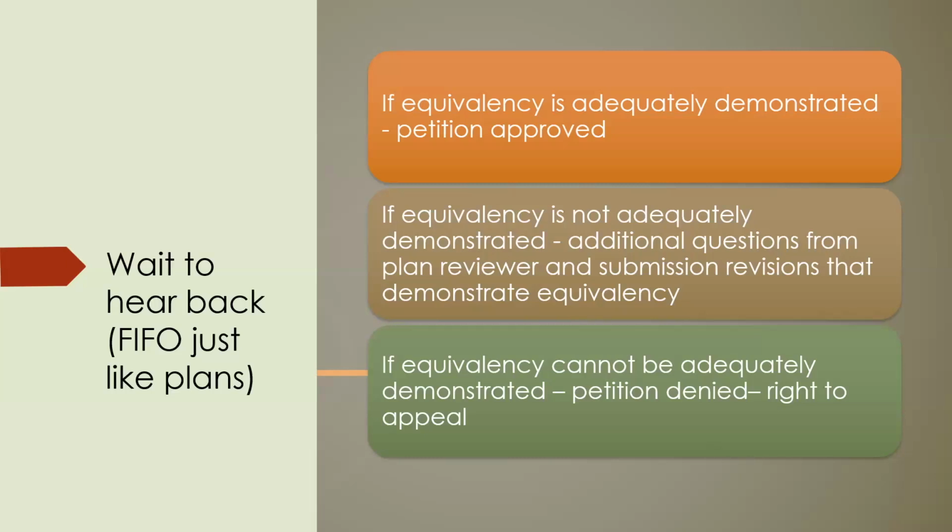Now, what if equivalency cannot be adequately demonstrated? Well, if it cannot be adequately demonstrated, then the petition will be denied, and there is a right to appeal, and that'll be on the denial letter. We try to guide people through the process in a way that they're not submitting variances that would be denied, I guess. So there is that.